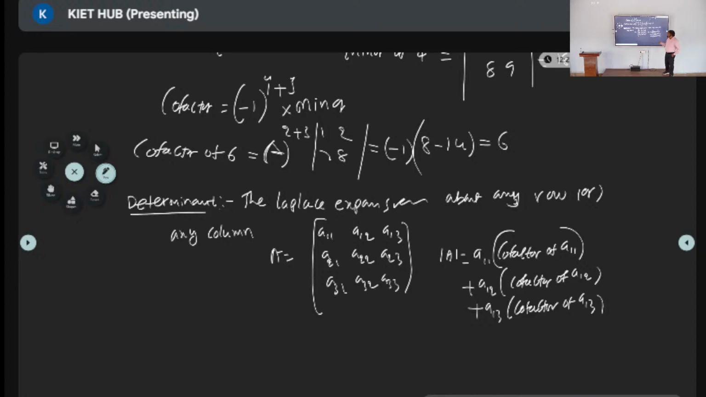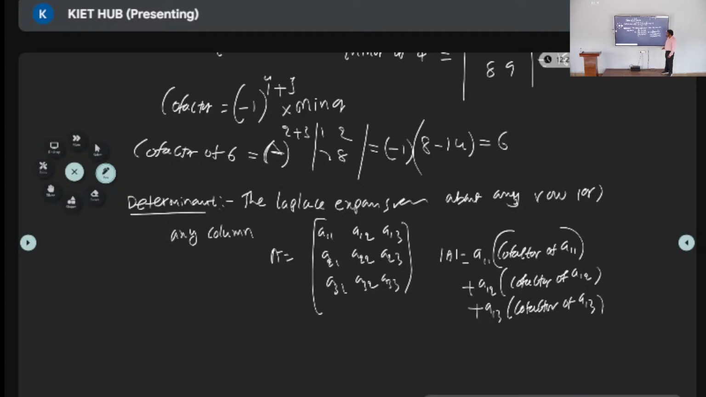If you write in terms of minors, there is a minus sign, but in terms of cofactors it is always plus only. Cofactors are all positive. If we take minors, the second term will get the minus. Is it clear? Everyone understanding?